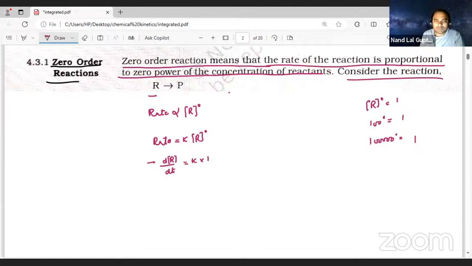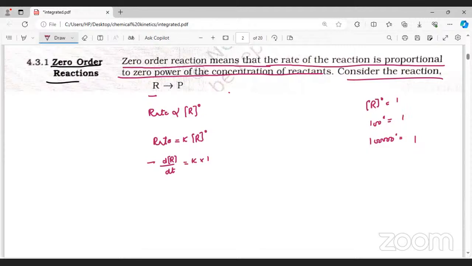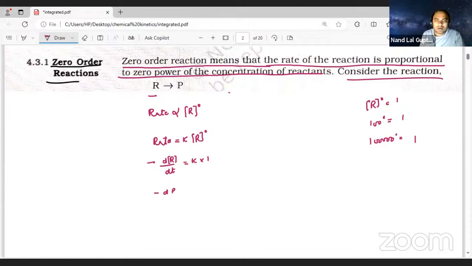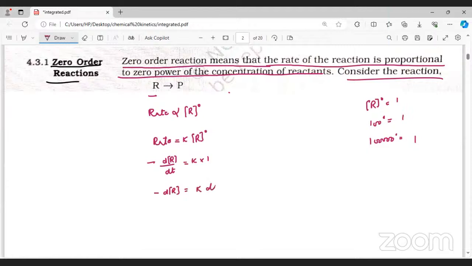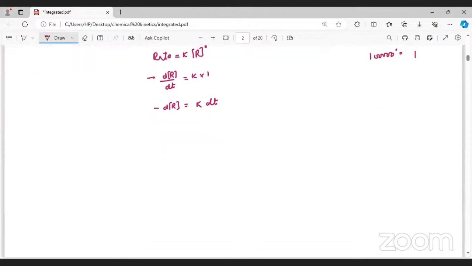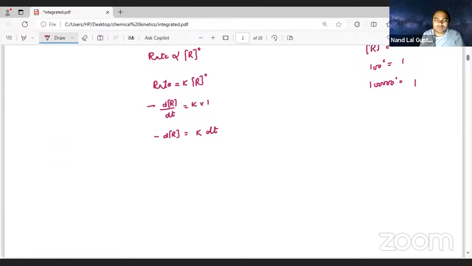Yes or no? Yes, sir. Now, here you see dt, I am sending that side. So d concentration of R is equal to k dt. Can we write like this? Yes or no? Yes, sir. Now, dR is equal to, I am sending the minus sign this side, k dt.